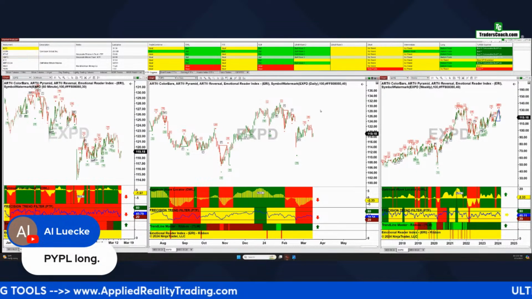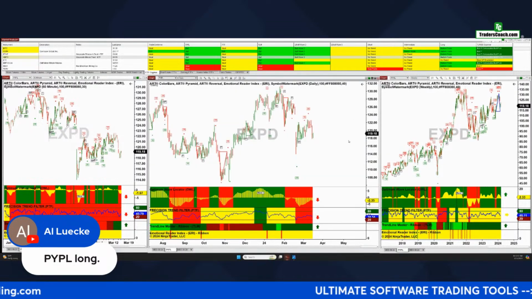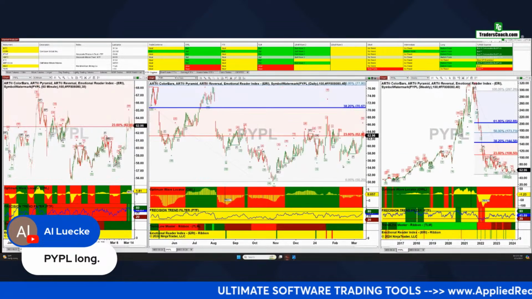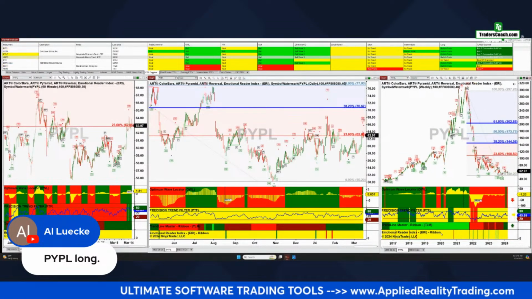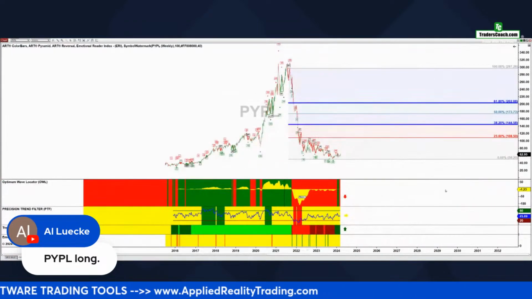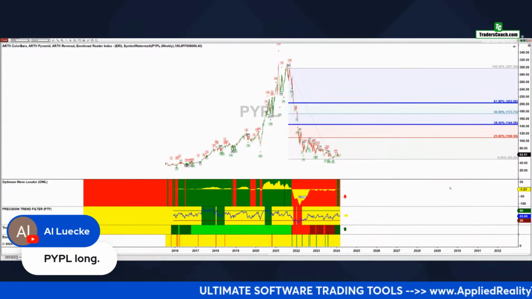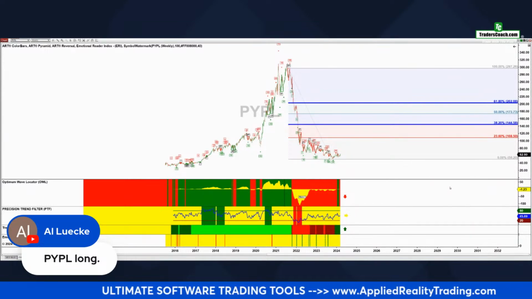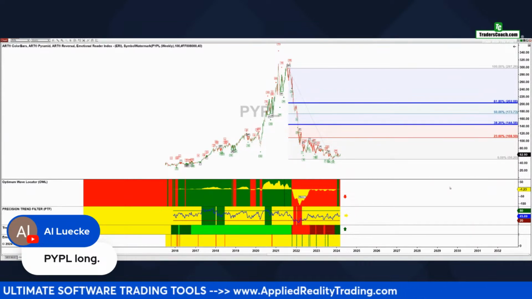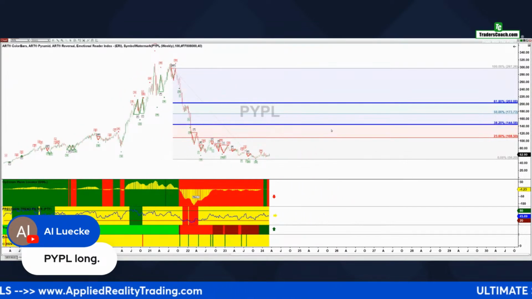All right, let's take a look at PayPal, PYPL. Okay, so PayPal way up and way down. It looks like a crypto as well. All right, so look at that. Now it looks to me like this could be a prime candidate for a long trade because we're getting to a situation where we may be basing here. The weekly chart is not yet indicating a long position. It's still in a basing pattern.